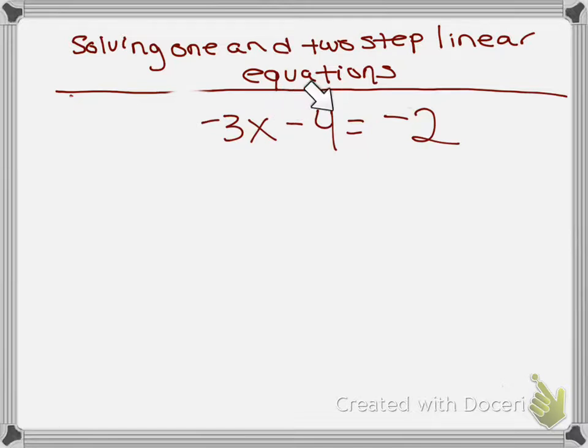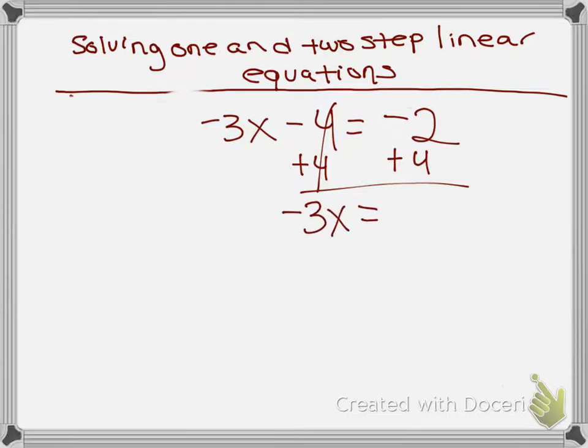I'm subtracting a 4. The opposite of subtracting a 4, or the inverse operation, is adding a 4. What you do to one side, you have to do to the other. Right here, 4 minus 4, that's just 0, leaving just the negative 3x equals, and on the other side, negative 2 plus 4 is 2.